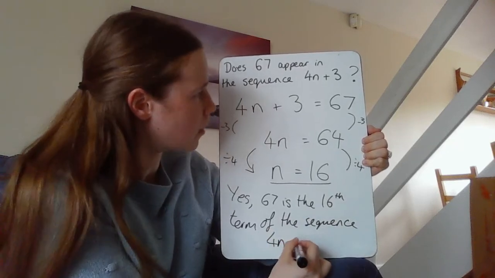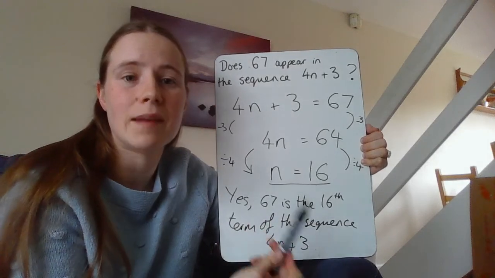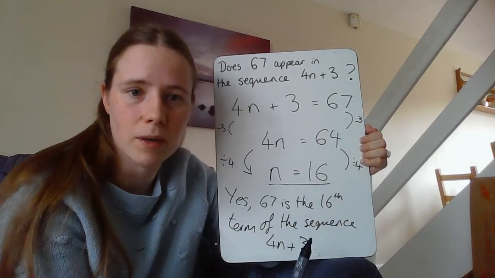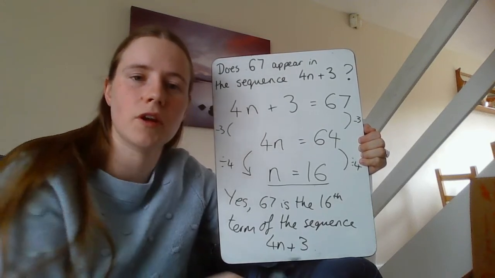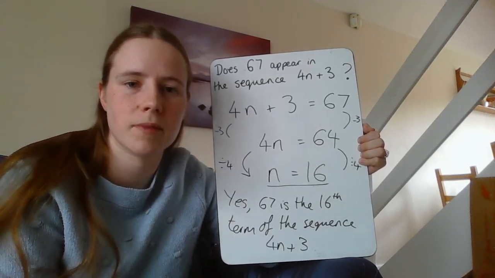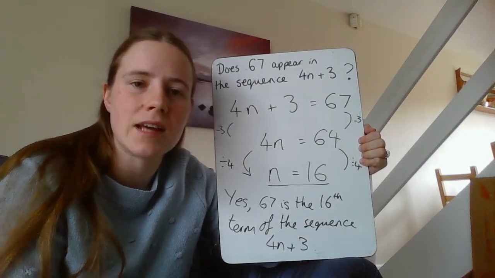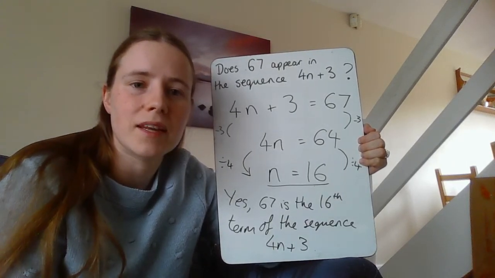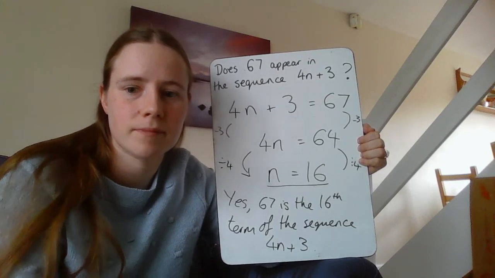4n plus 3. If you'd got a value out here like 10.5 or a decimal answer, then the answer is no, okay? Because for sequences, you can only have integer number terms. If you'd got out a decimal number, let's say 10.5, what that's telling you is that the value you've been given is in between the 10th and the 11th number in the sequence.